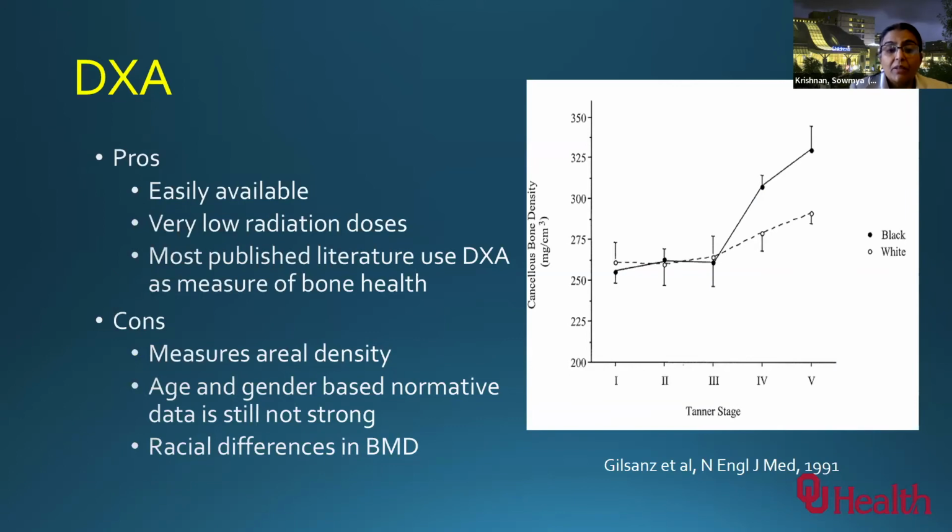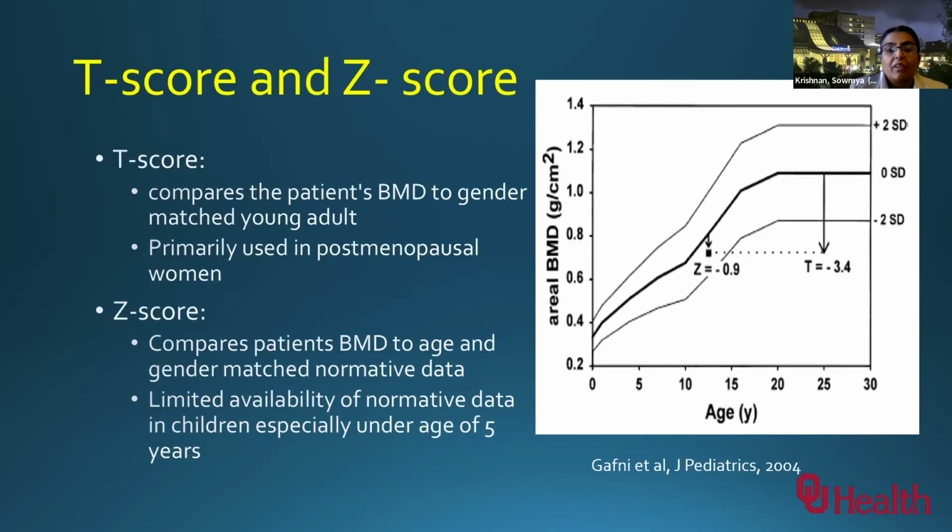Now, there is a huge racial difference in bone mineral density. This graph shows how bone mineral density is much higher in African American children compared to white children for the same pubertal stage. So it's very important to base your Z-scores on age, gender, as well as race. A quick thing about a T-score and a Z-score. I'm sure I'm preaching to the choir, but again, this is very important.